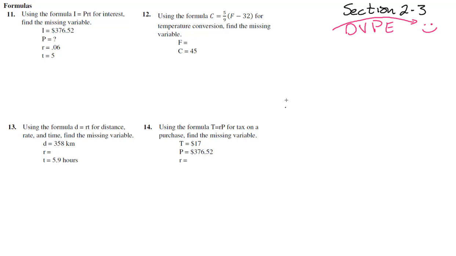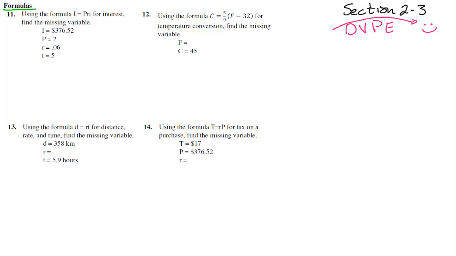Here we are on the section in word problems, numbers 11 through 14. This particular section works on formulas. So in our DVPE, the equations, the variables, the plan, they're kind of already given for us. We just have to pull the data and stick them in to be in happy math land. So here we have, using the formula I equals PRT for interest, find the missing variables.